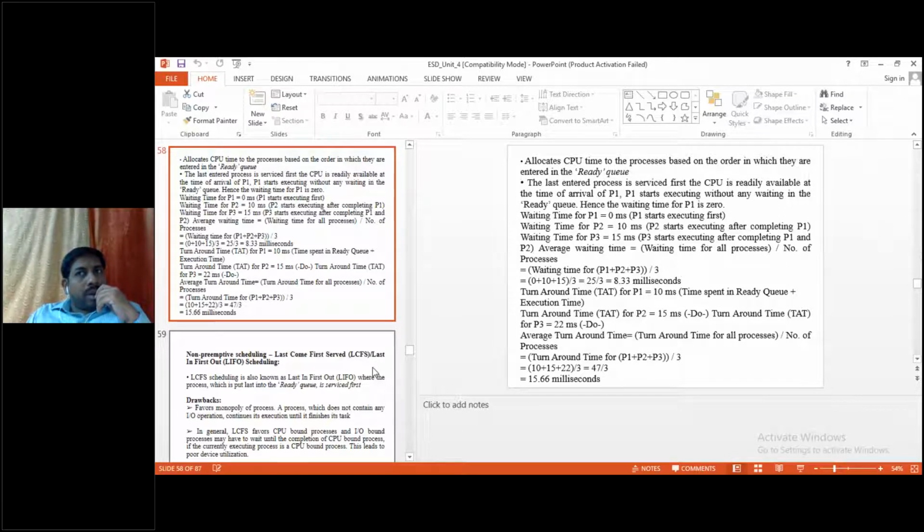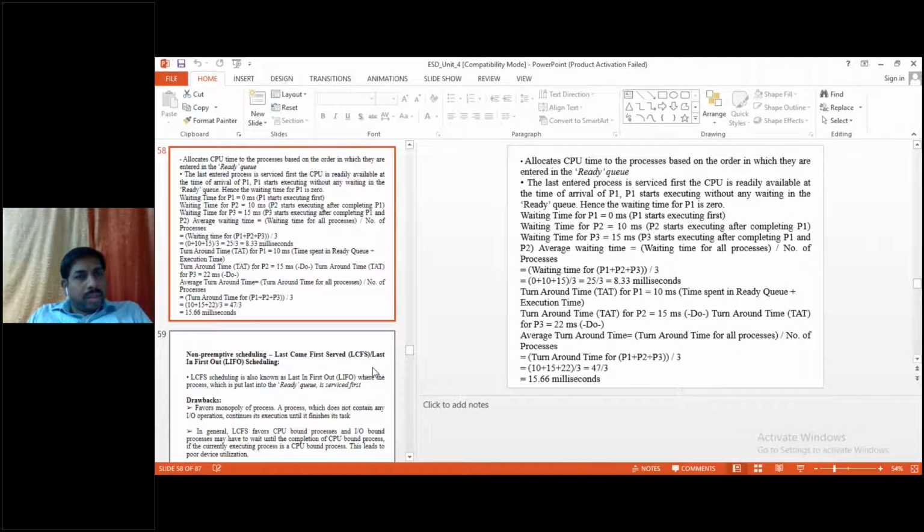That's why P1 does not require any waiting time, so it is 0 milliseconds. But P2 has to wait for P1 completion, so it is 10 milliseconds. And the waiting time for P3 is 10 plus 5, which is 15 milliseconds. The average waiting time is calculated as the total waiting time divided by 3 processes.